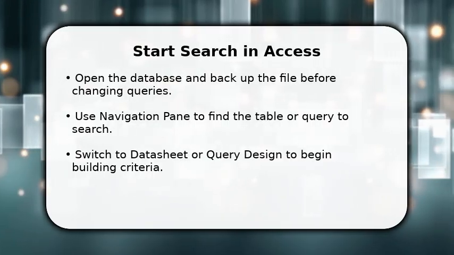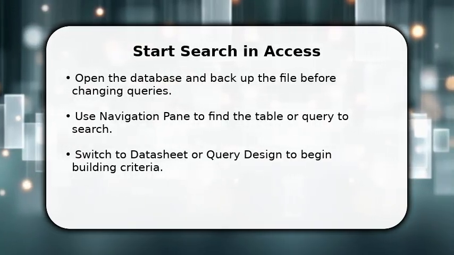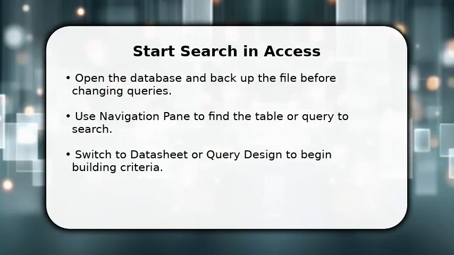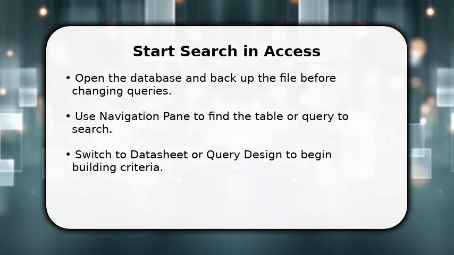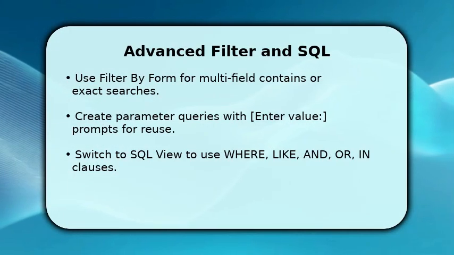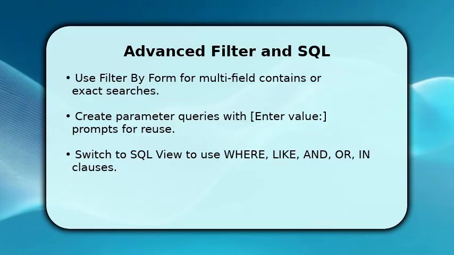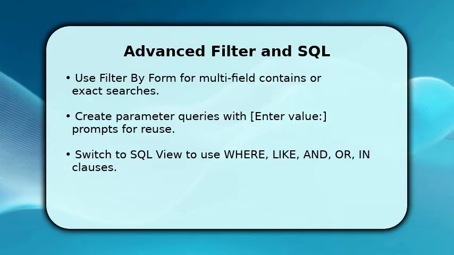matches. Make sure to use wildcards like asterisk for partial matches when necessary, because that expands results without changing the underlying data. Now you move into the middle steps where precision matters. Apply filter by form when you need to combine multiple field conditions interactively.